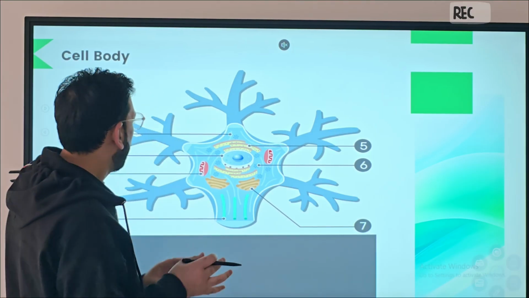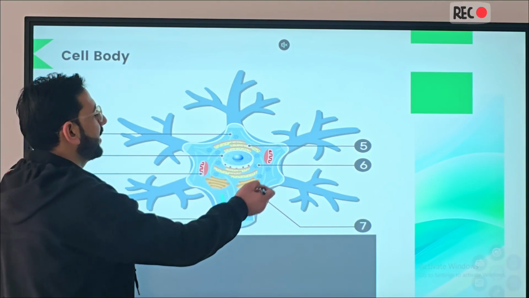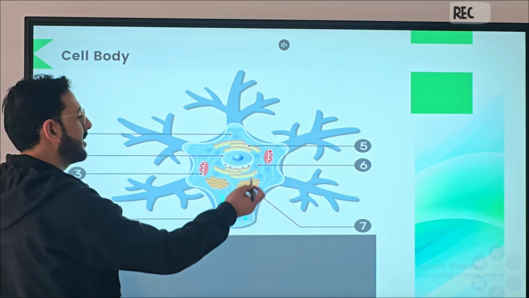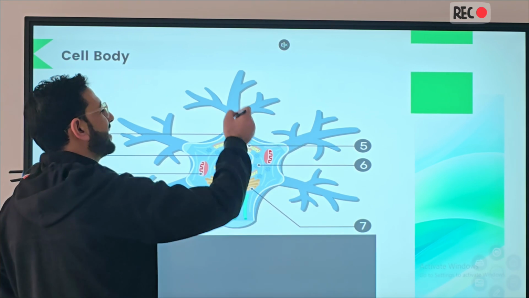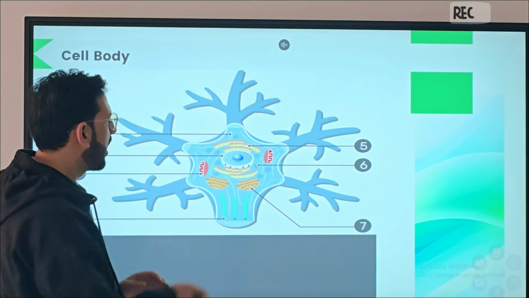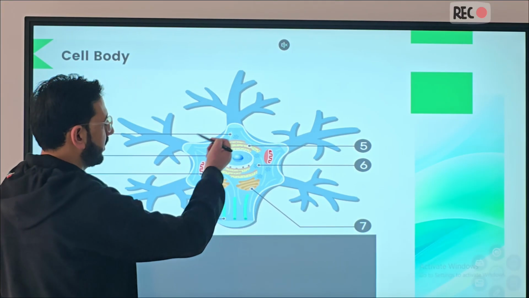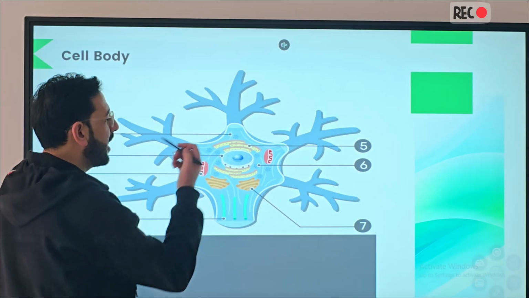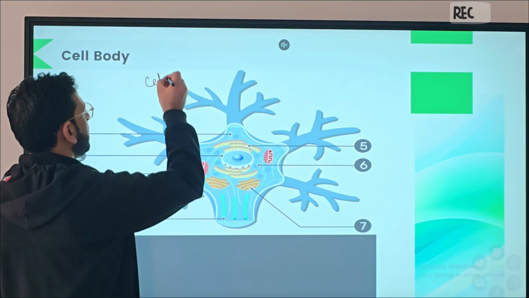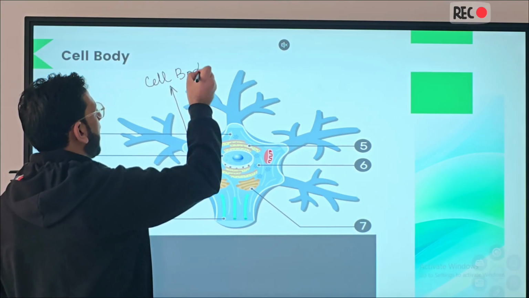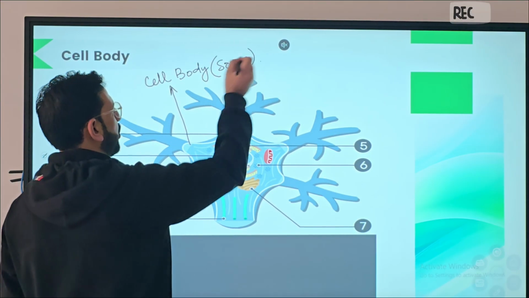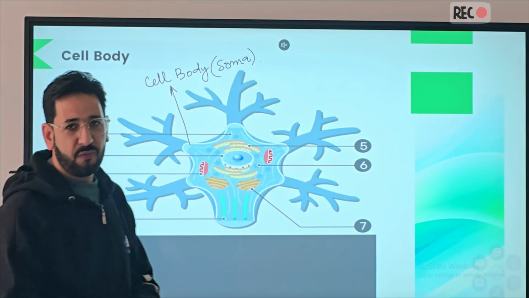Okay, now what are the important cell organelles present inside this cell body? You can see here from the cell body are arising these different branches we will be talking about next. These are the dendrites. So this round structure right here is the cell body, and this cell body is also called as soma.